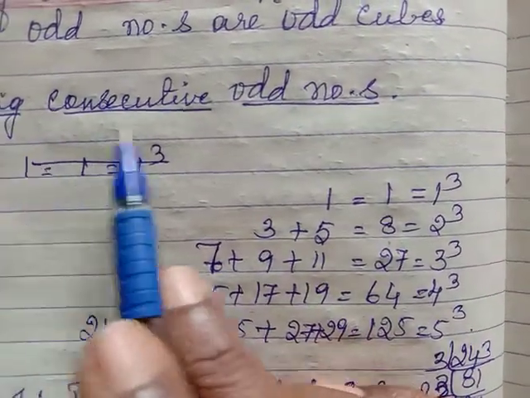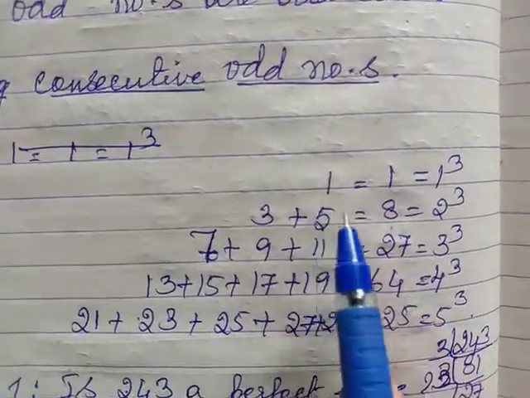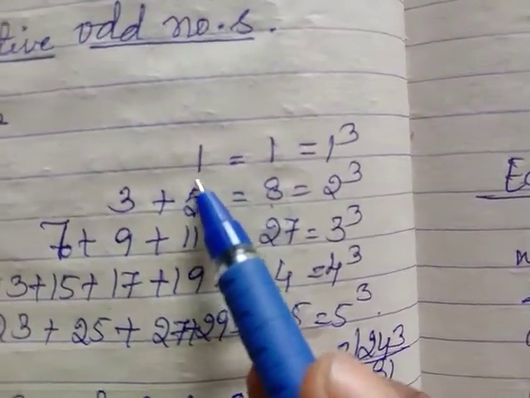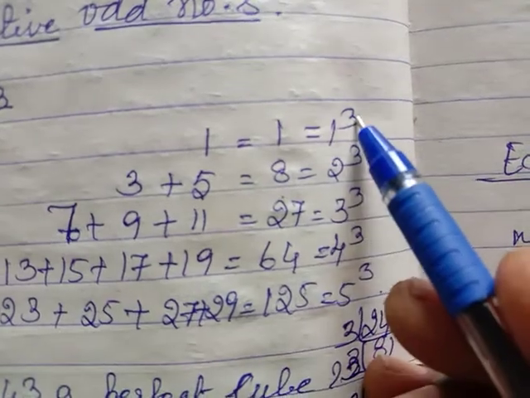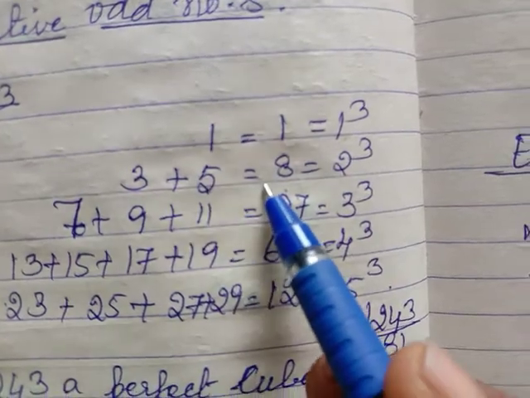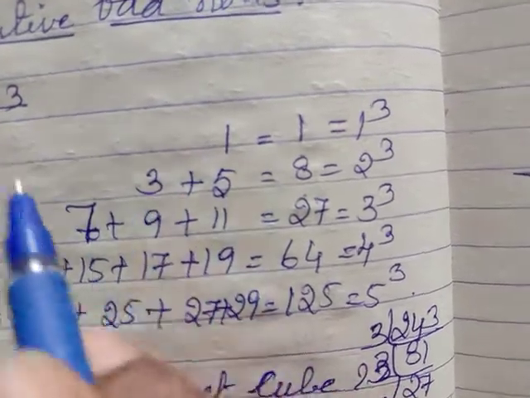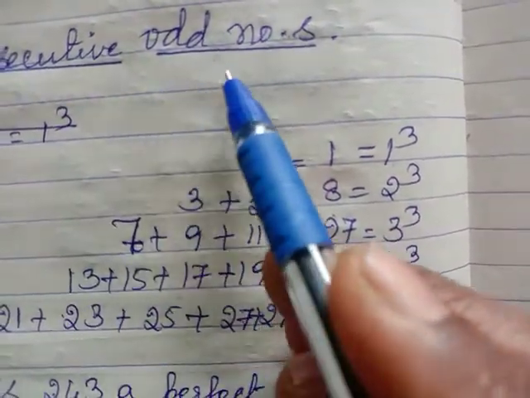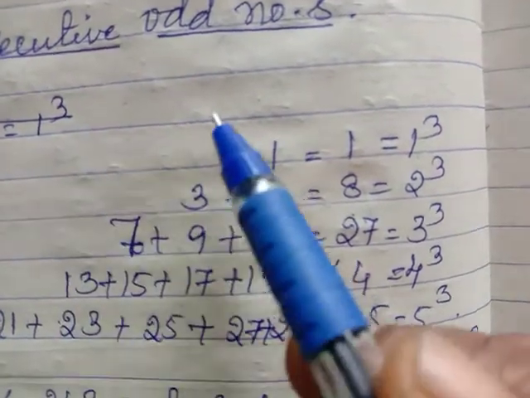Now, adding consecutive odd numbers, you will get what? A cubic number. So how? Let us see here 1. I have taken 1 here. 1 is an odd number, and 1 is equal to 1 cube. Now 3 plus 5 is equal to what? 8. When you add the next consecutive odd numbers, what is the meaning of consecutive? The continuous numbers, the next odd numbers. After 1, 3 plus 5, then 7, 9, 11, like that.